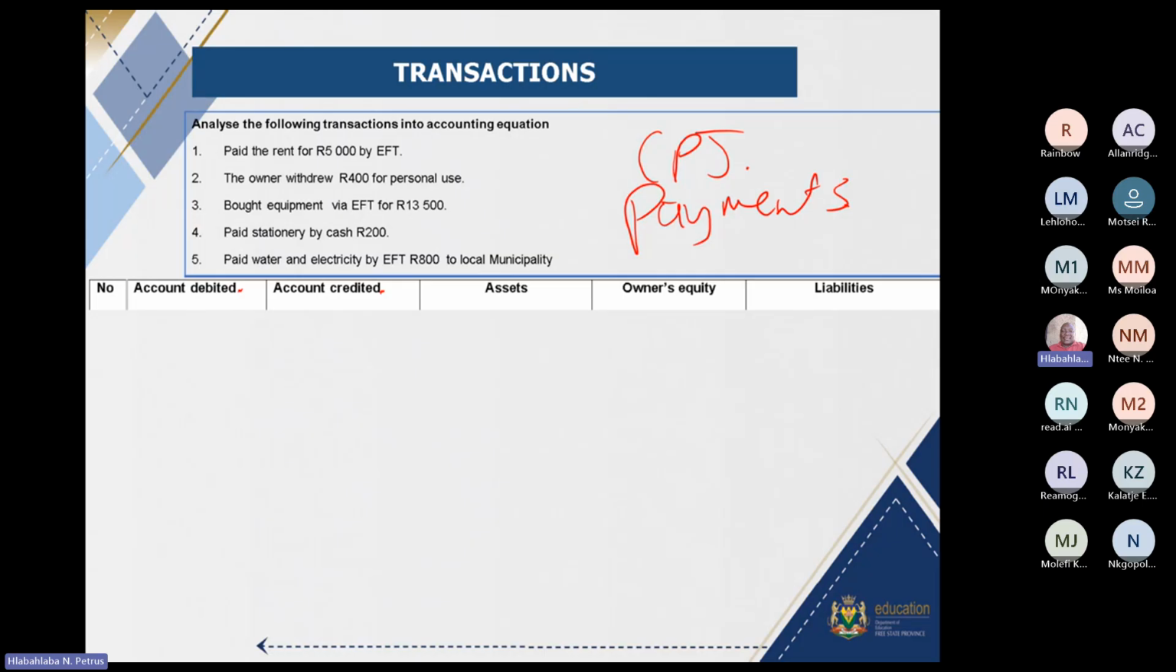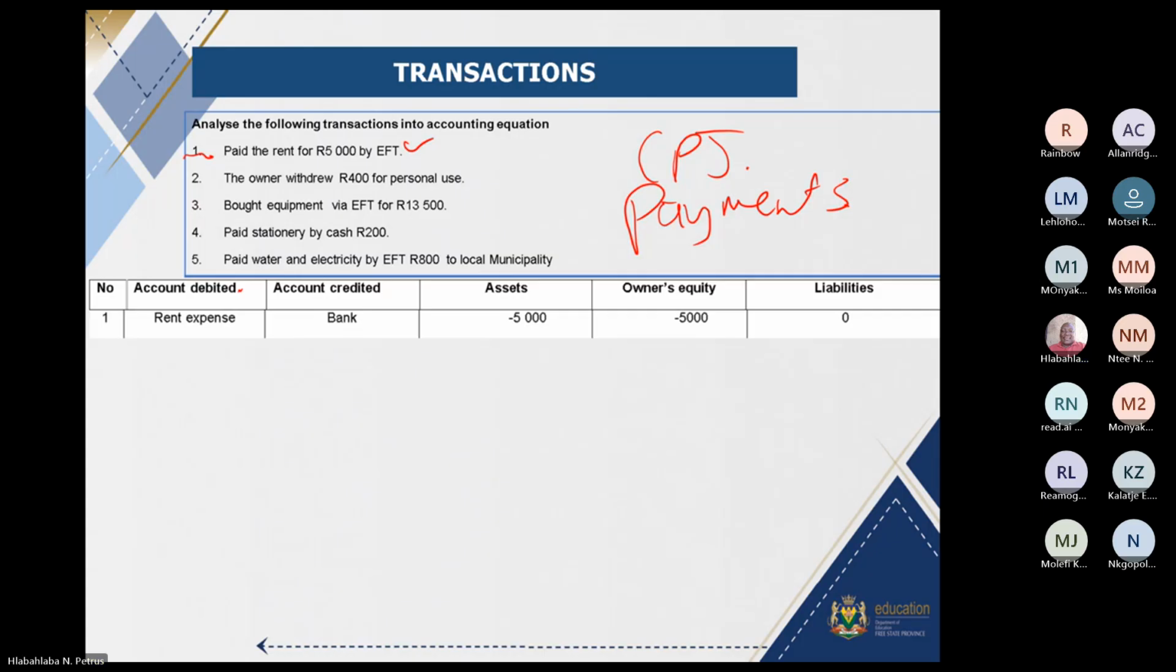Let's look at the analysis of the first transaction. It talks about paying the rent for 5,000 by EFT. Because we are paying, this is how the analysis was done. Bank is credited, and what are we paying? We are paying rent, so it becomes rent expense because we paid. And then under the assets it is going to be minus 5,000.